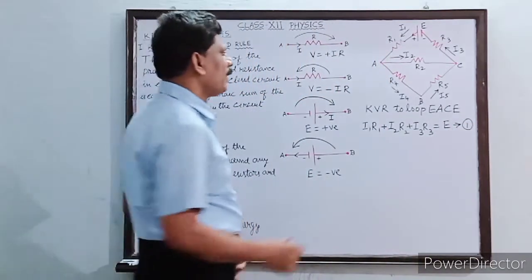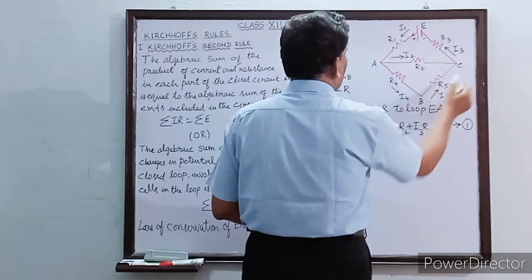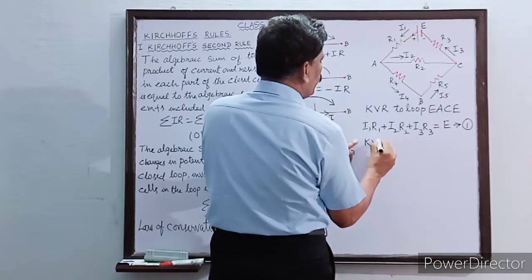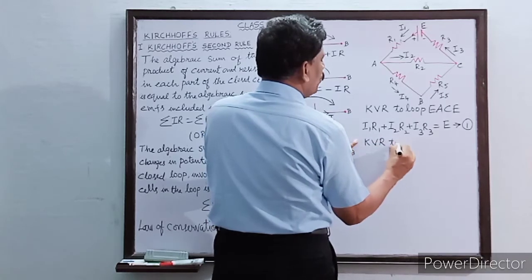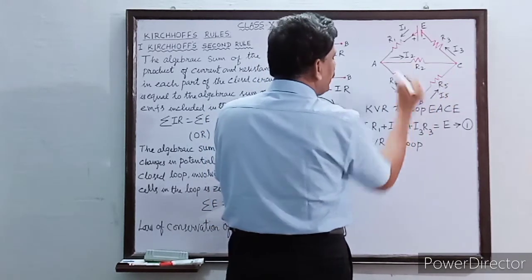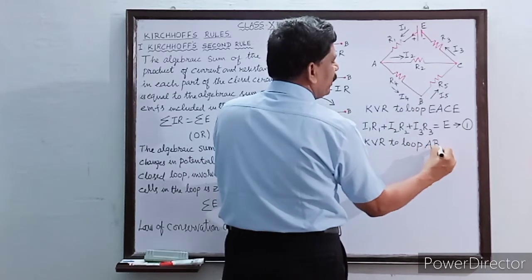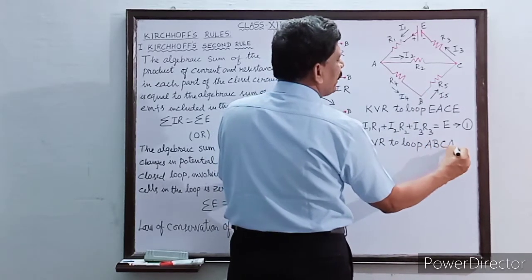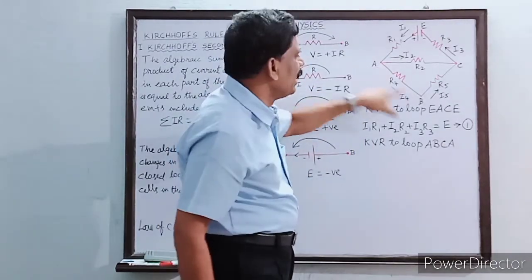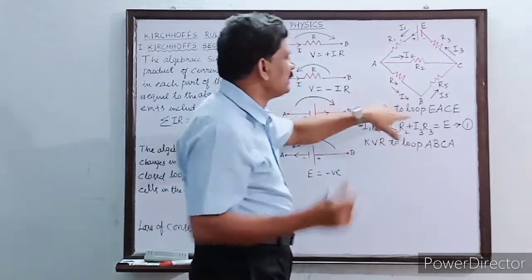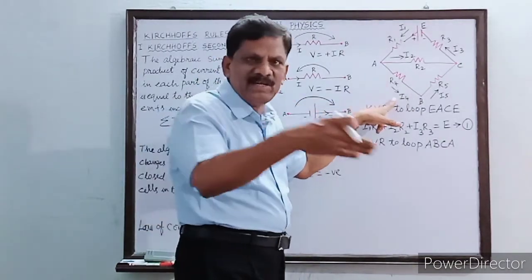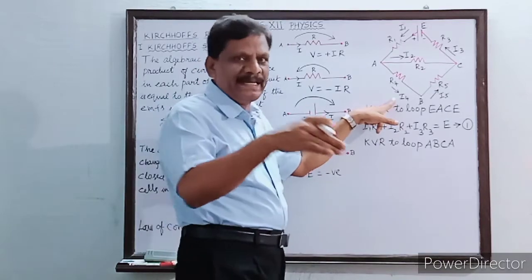One more loop, the bottom loop, we will take. I am applying Kirchhoff's voltage rule to the bottom loop A, B, C, A. So start from A, go through B, C and come back to A itself. Now you start from A and move towards B. In which direction is the current? I4 is also flowing from A to B, and we are also proceeding from A to B.